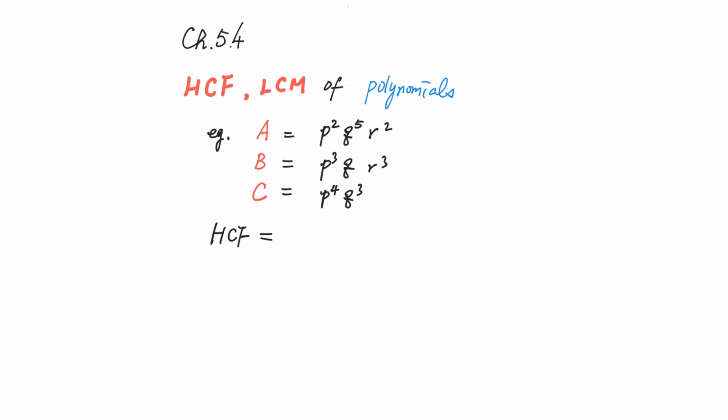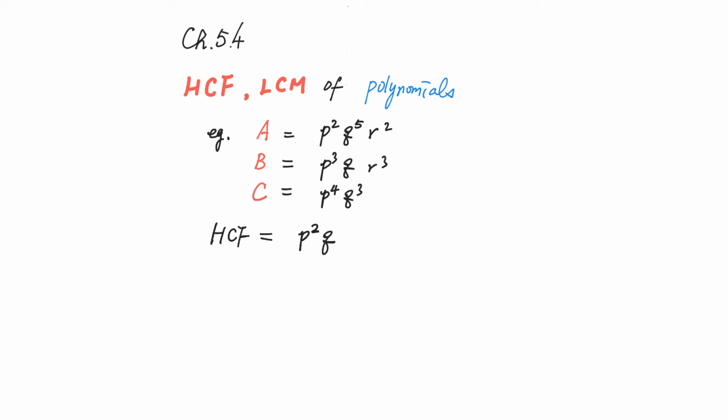Let's say P to the power 2 and P to the power 3, P to the power 4. So P to the power 2 is a common factor of the three expressions. So you should take P to the power 2. And then look at Q. Now you have Q to the power 5, power 1, and power 3. So which is the common factor? Right? Should be Q to the power 1. And then R. So you have R squared, R cubed, but no other R. So R is not the common factor.